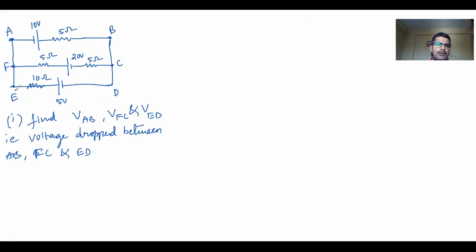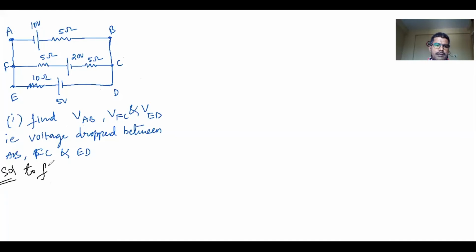You want to now find out the voltage between ED, FC and as well as AB. You should find out the voltage, that is the potential difference, between AB, FC and as well as ED. Whenever you want to solve these kinds of problems, in order to find voltages, you should find the unknown currents in the circuit.